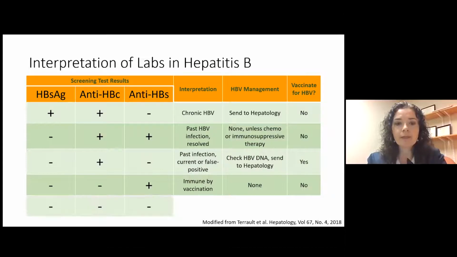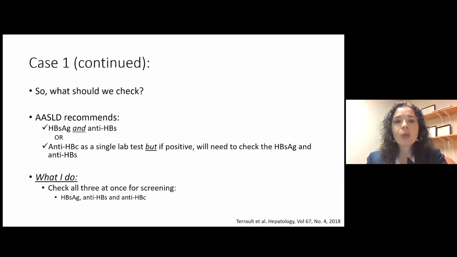And lastly, if they're negative for all three when you're screening, this is someone who is not immune and also uninfected. They don't require hepatology consultation, but they should be vaccinated, especially because you're screening them for hepatitis B. So what should we check?